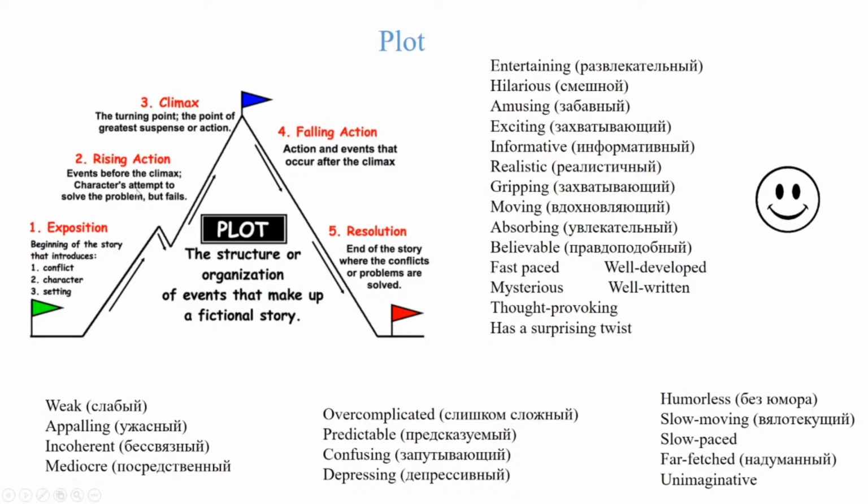You see, so it will be like a rising action, coming to the top, where we say that is a climax. So this is a turning point, or the point of greatest suspense and action. Well, here usually we write our emotions with non-gradable adjectives. Then the falling action. Okay, we're coming down, the action and events that occur after the climax, and then the resolution, where the conflict that was set in the beginning, or the problems, are solved.